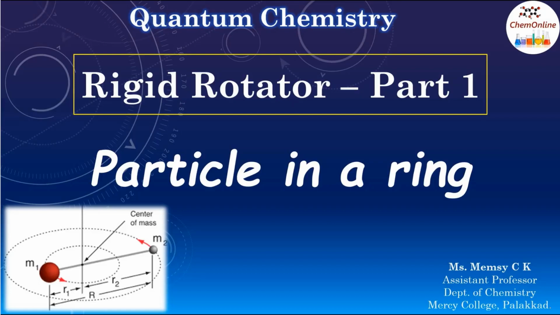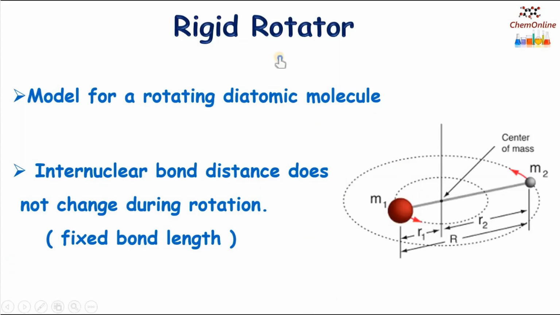And this video is the first part of the quantum mechanical treatment of the rigid rotator. Here we are considering a rotating system in one plane, which is also referred to as the particle in a ring problem. First, let's see what is meant by a rigid rotator. This is a simple model for a rotating diatomic molecule.